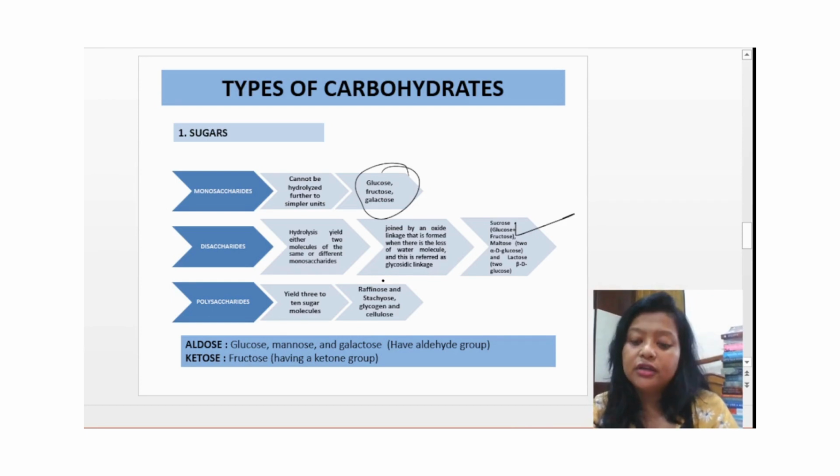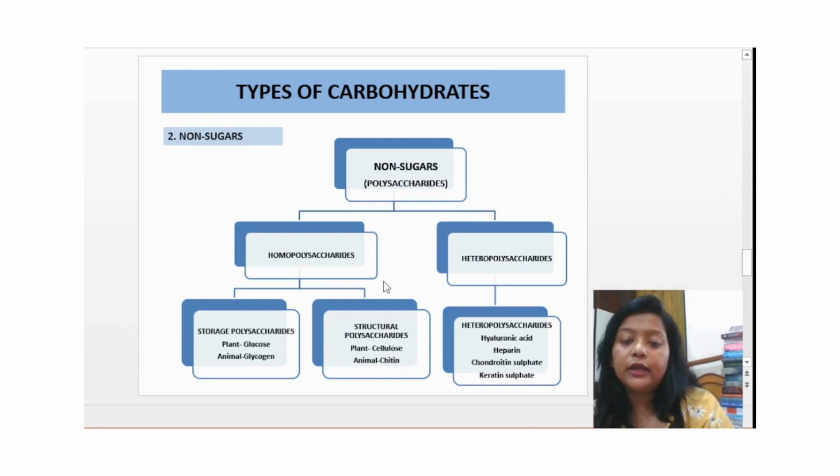And you know sugar, glucose, where it's present, right? In many products, glucose is present. There's one example, sugar cane. Other fruits such as mango, other sweet products and sweetened food, they contain glucose. Now, another type of carbohydrates is non-sugars. Previously we learned about the sugars, now the non-sugars.